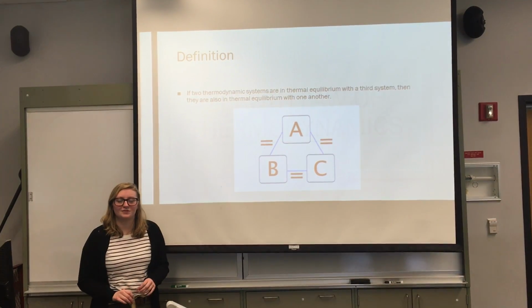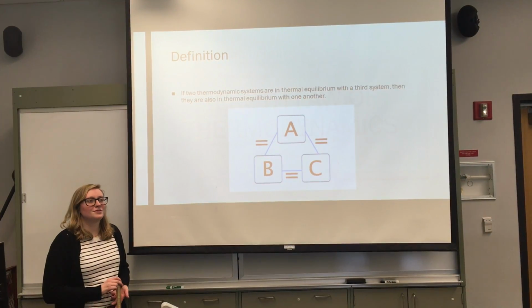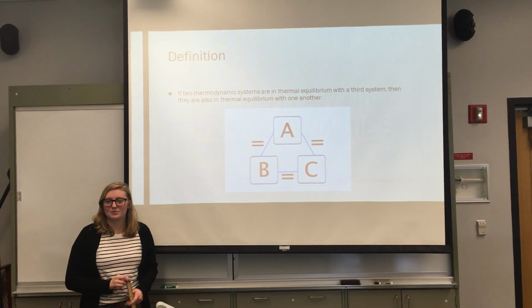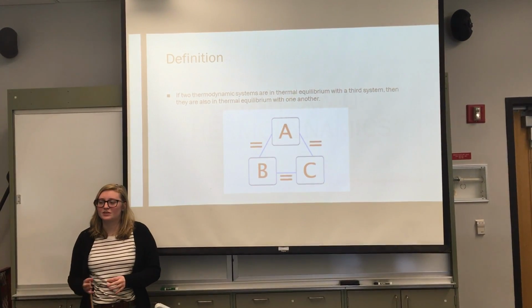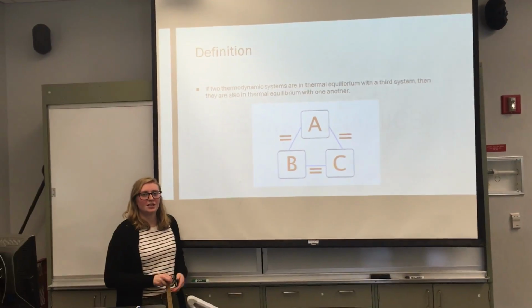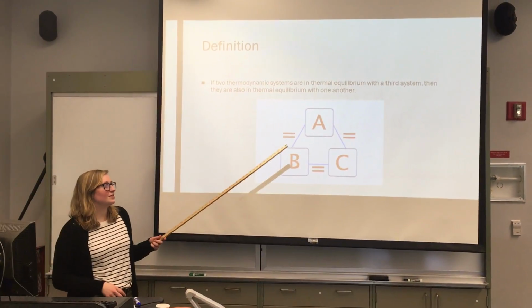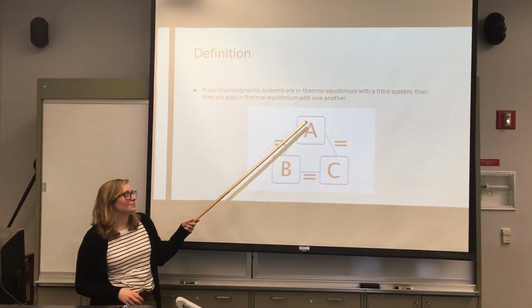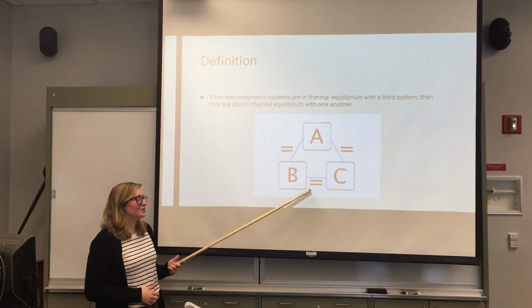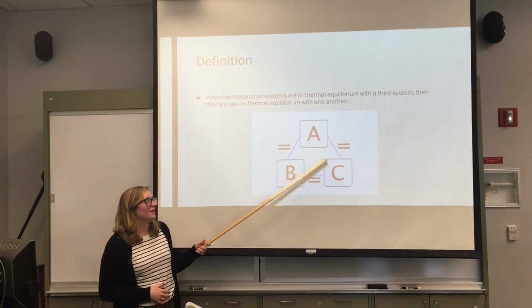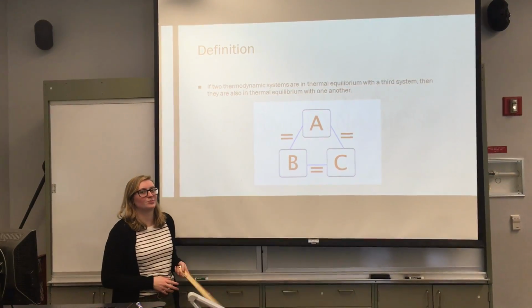The formal definition of the zeroth law is that if two thermodynamic systems are in thermal equilibrium with a third system, then they are also in thermal equilibrium with each other. An easier way to say this might be to say that if system A is in equilibrium with system C, and if system B is also in equilibrium with system C, then systems A and B are in equilibrium with one another.